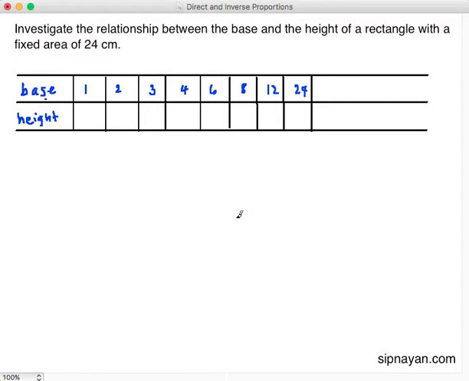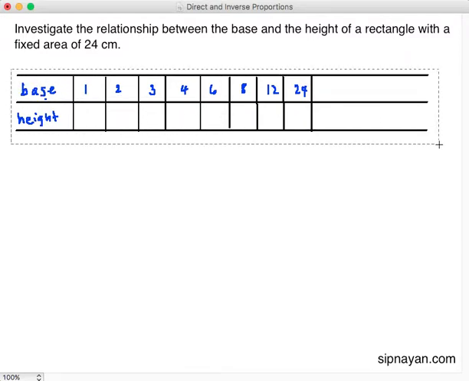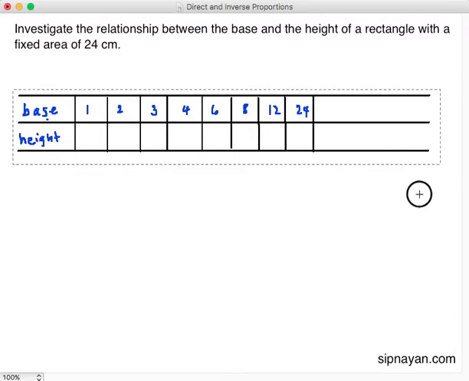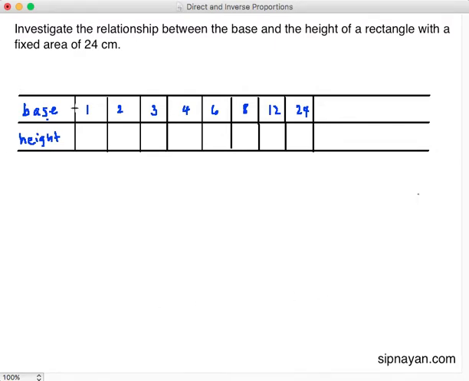In this video ay magsisimula tayo ng panibagong problem. Investigate the relationship between the base and the height of a rectangle with a fixed area of 24 square centimeters. So alam natin na ang formula ng area of a rectangle, base times height. So pag ang product niya ay 24, 24 square centimeters.